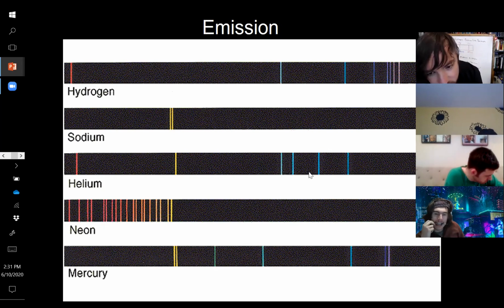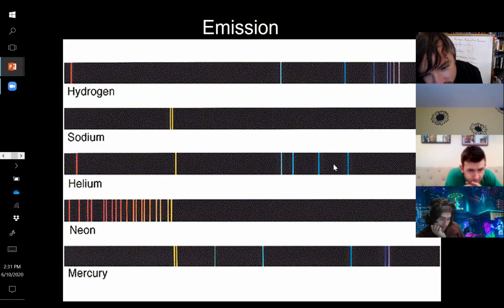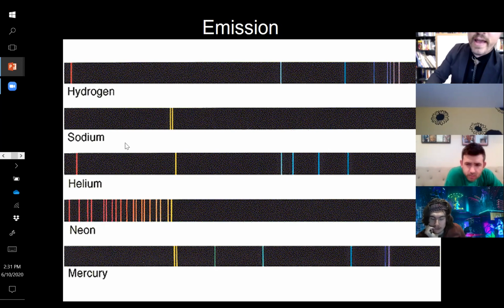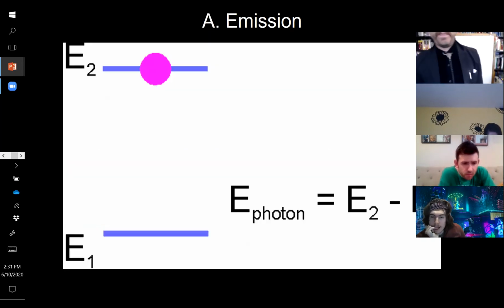Notice that helium has a different spectrum. It's got a red line, a yellow line, a couple of teals, and a couple of blues. Neon has a ton of red emission lines. Mercury has a double yellow, a green, another green, and a few blues and violets. Every single atom in the periodic table has its own emission line spectrum.